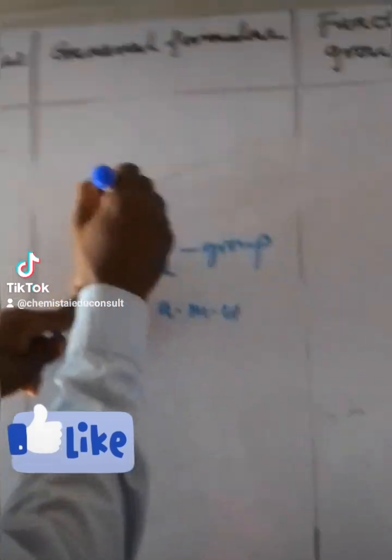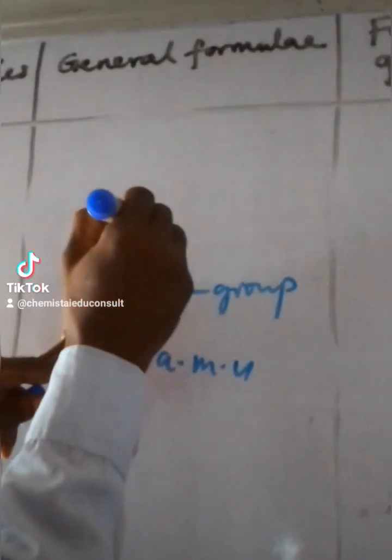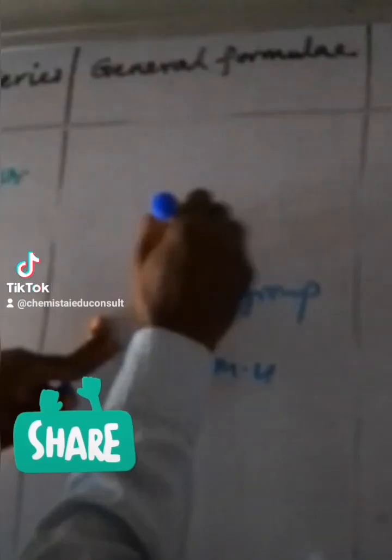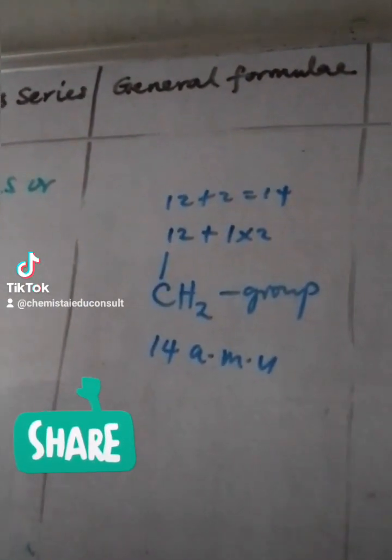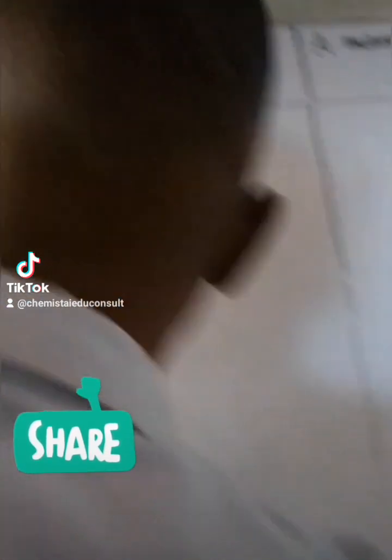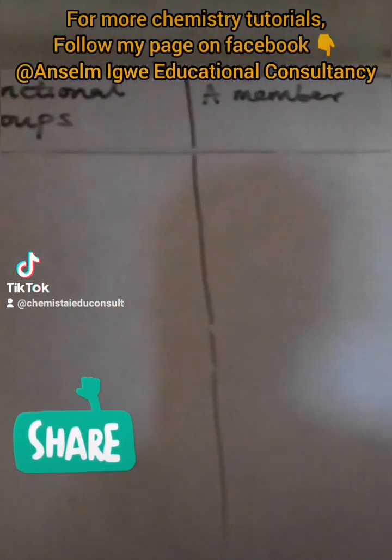You know that the atomic mass of carbon is 12. That of hydrogen is 1 times 2. We have 12 plus 2, which is 14 atomic mass units. So that is the only difference between two members of a homologous series.